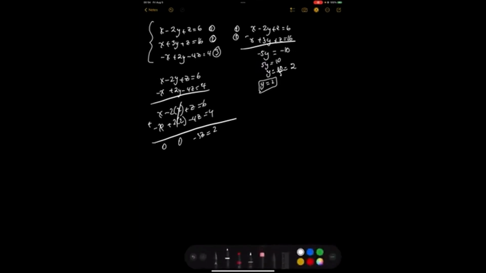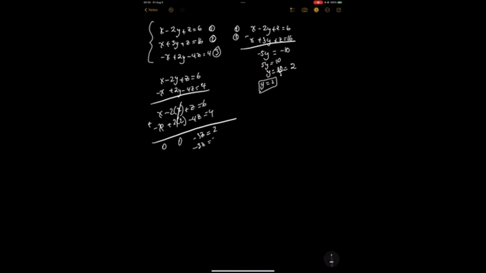That's why I chose the second one. I chose number 1 and number 3. So now I have negative 3z equals 2. So I can divide by negative 3 on both sides. So I get z is equal to negative 2/3.